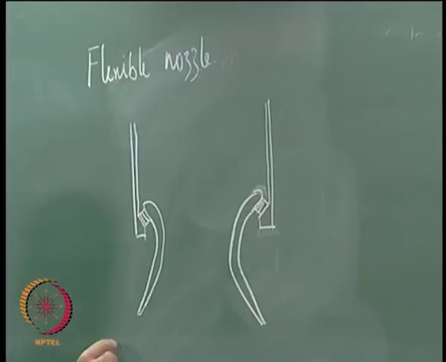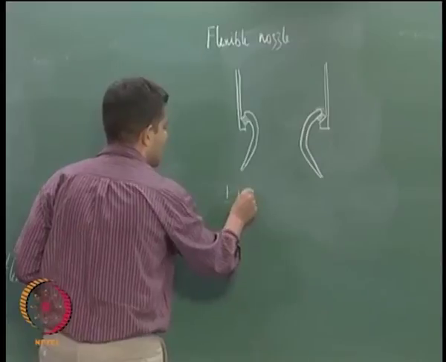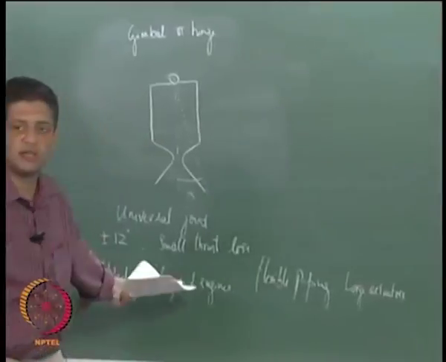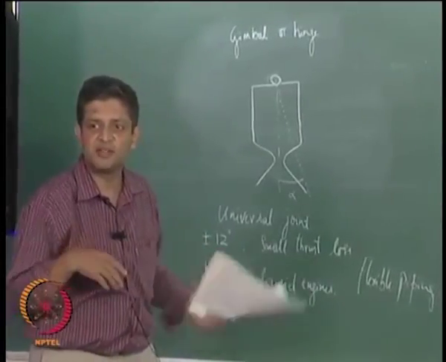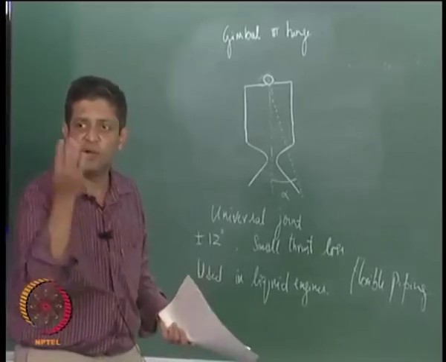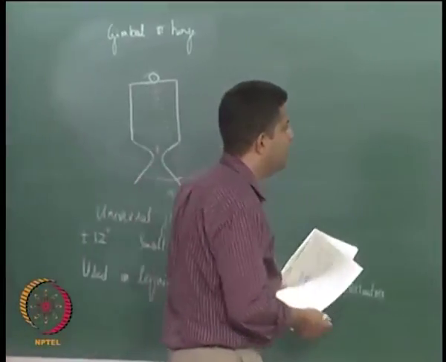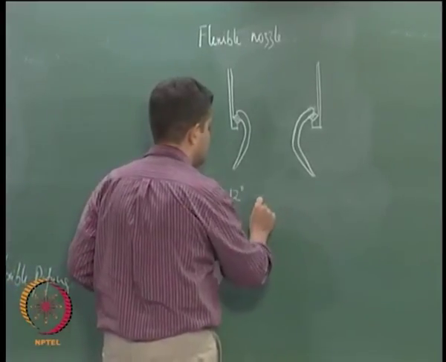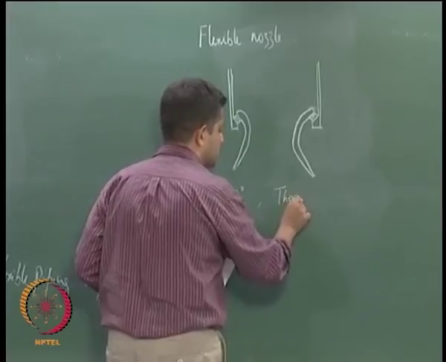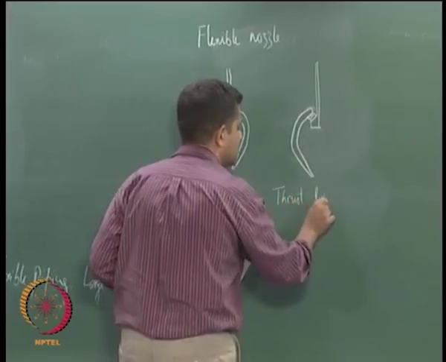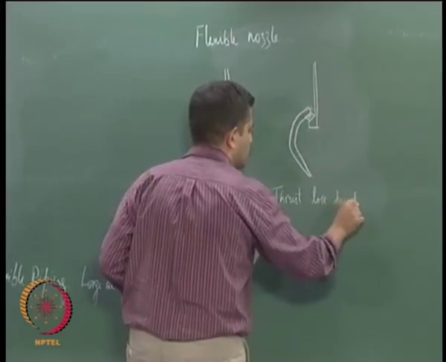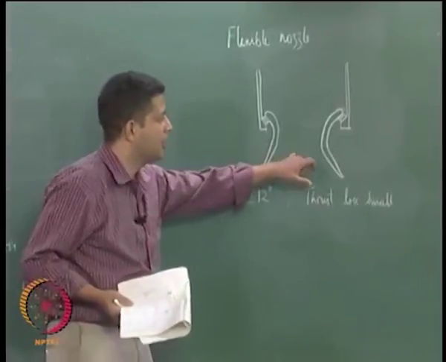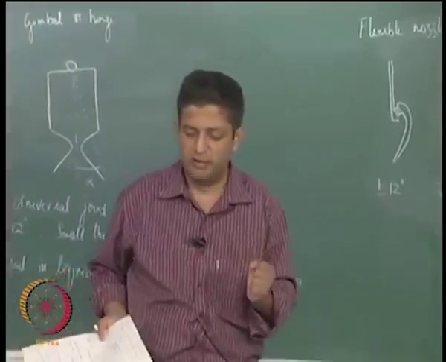this can also give plus minus 12 degrees, and again there will be a small thrust loss, because you are anyway vectoring the thrust. So the cos of the thrust is the only one that is available along the axis. This has also been used in both solid and liquid rockets.